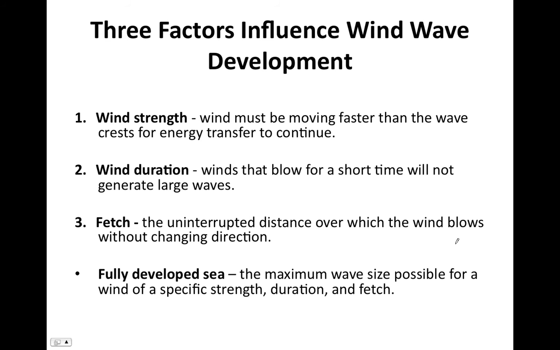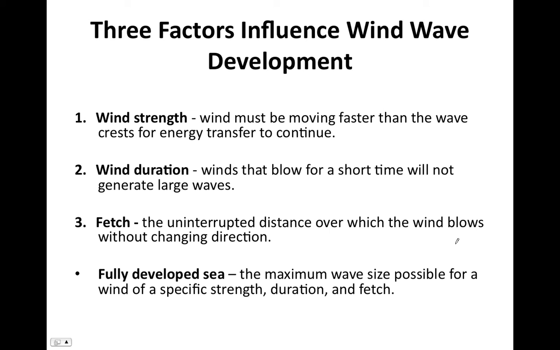So what influences the size of wind waves that can develop? Well, there are three factors. The wind strength, that is the speed of the wind, basically. The wind must be blowing or moving faster than the wave crests are going in order for energy to be transmitted from the wind into the wave. So if the waves are traveling at a speed faster than the wind is, then the waves won't grow in size.